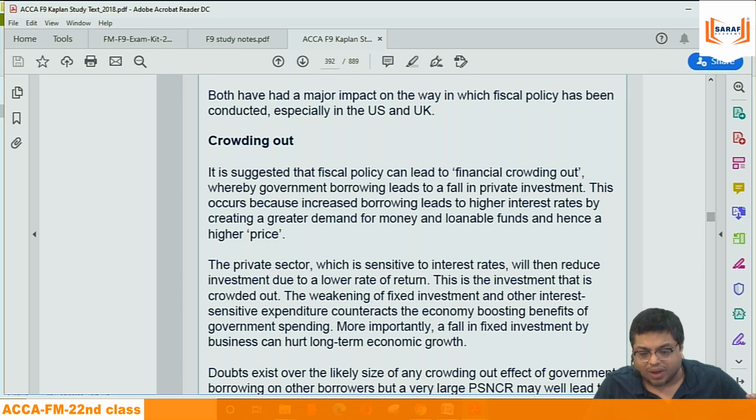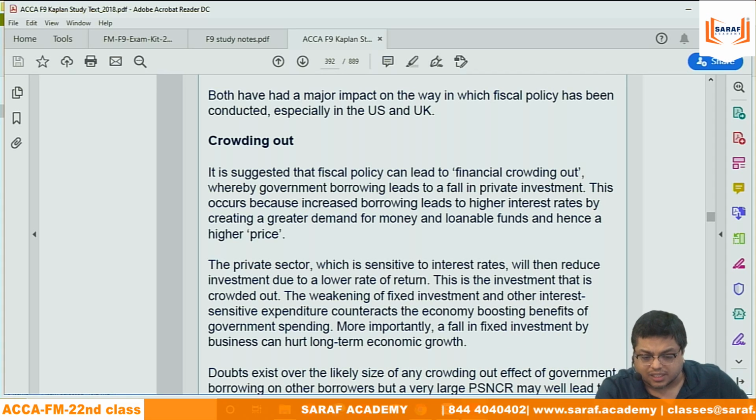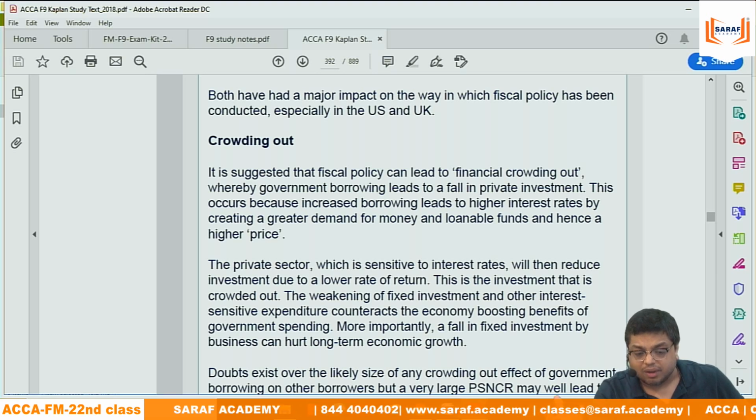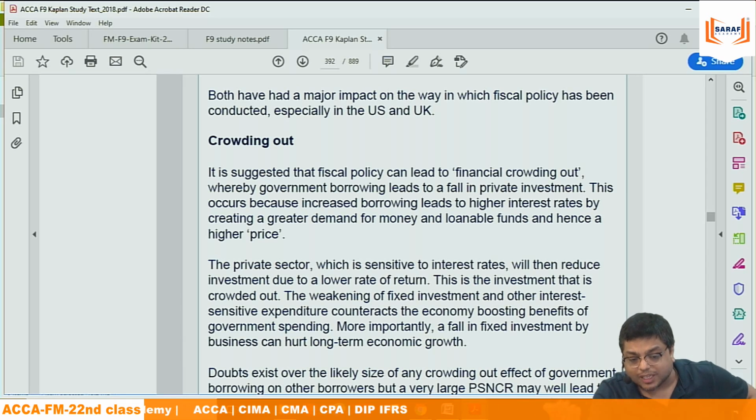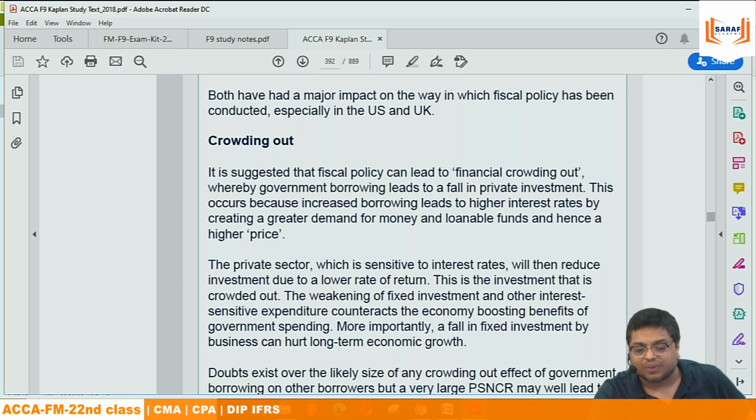So the government is borrowing, but the government is not increasing the money supply. For government projects, you can say infrastructure, education, social security, security of the country, the government needs funds. But when the government borrows more and more money, the money supply in the market goes down, and the businessman, the private persons, are not interested in business activities and expansion, which would be possible if the cost were lower. That is what they are saying. The weakening of fixed investment and other interest-sensitive expenditure contracts the economy, offsetting the benefits of government spending. The government is borrowing because it wants to spend money to boost the economy, but that is adversely affected by the crowding out effect.